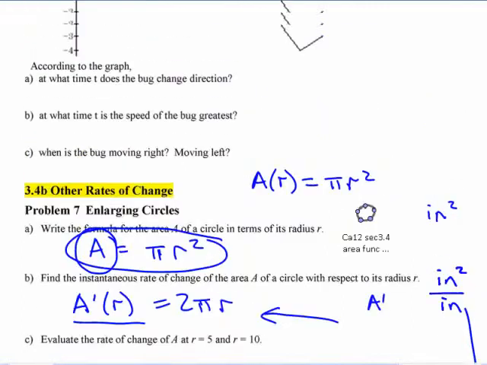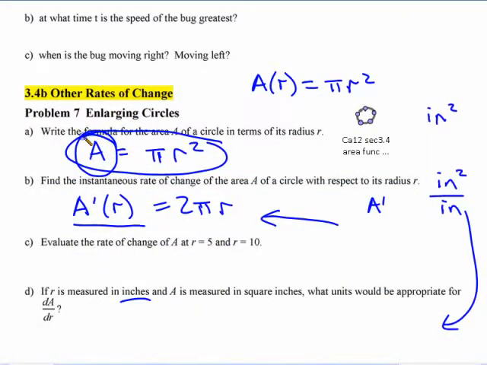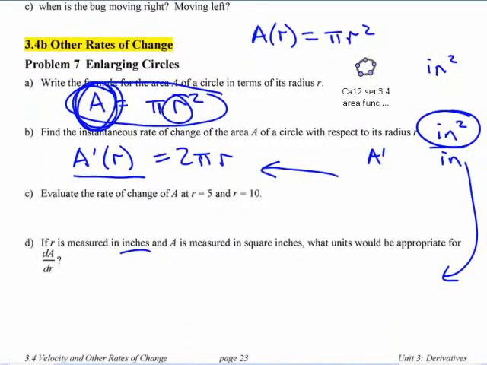Just like up here, if you have something that is measured in meters and you're comparing it to seconds, the derivative is meters per second. The units are whatever this is measured in compared to whatever that is measured in. So if the area is measured in inches squared and the radius is measured in inches, it would be inches squared per inch. I guess you could simplify it to inches, which is hard to think about. This maybe makes more sense. Think of it as inches squared per inch.